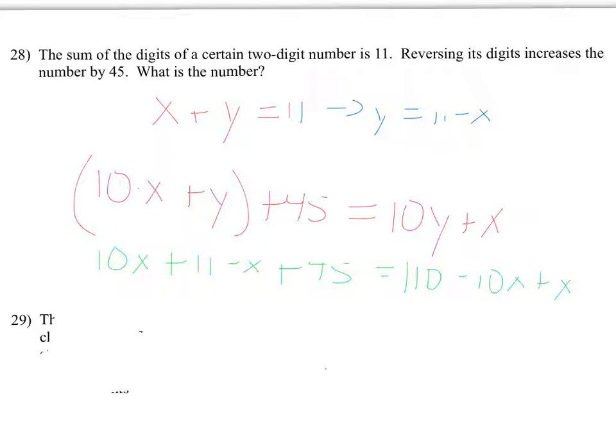Okay. If I combine everything to one side, we're going to add 9x to 9x, and we get 18x plus 11 plus 45 is going to be 56. And I've got 110 minus 56 would be 54, which gives us x is equal to 3. And if that's true, that means y has to be 8 in order to make 11. That means our original number is 38.